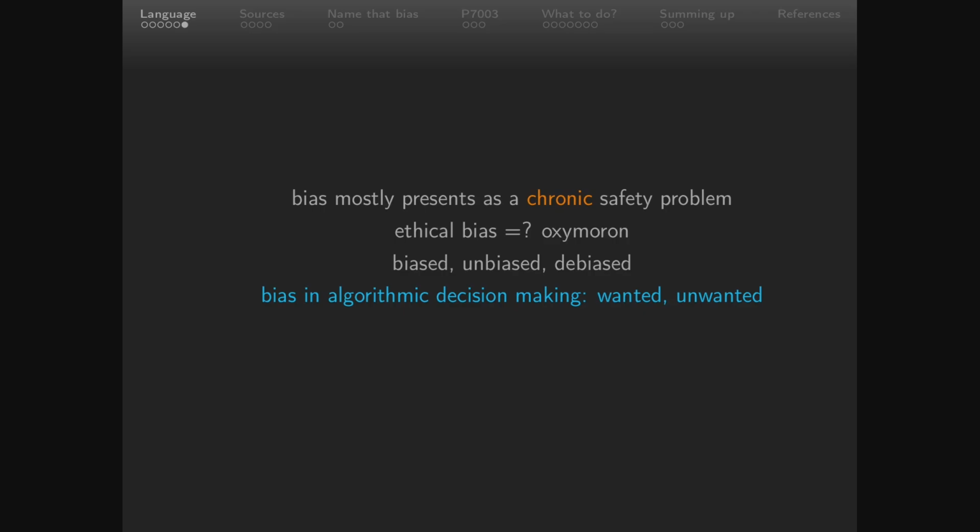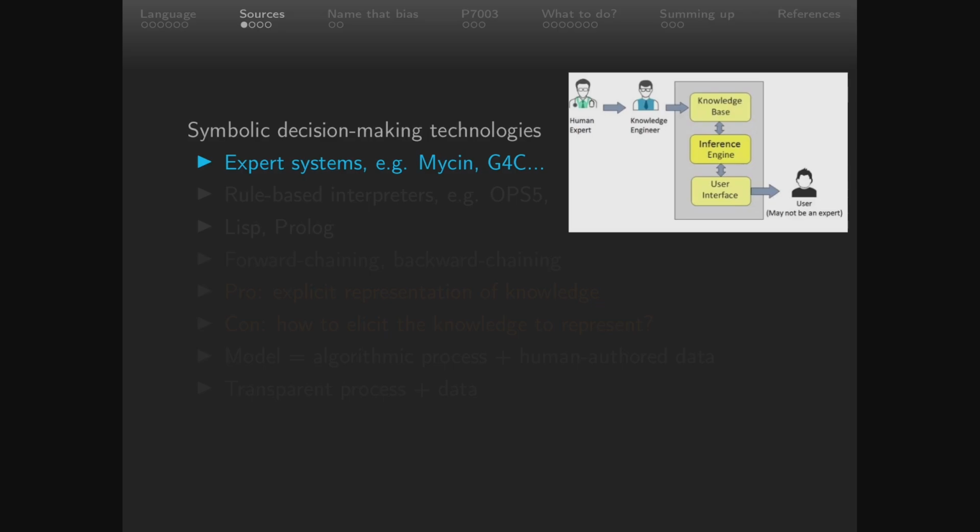So if we need algorithmic bias to make algorithmic decision-making systems work, a more useful piece of terminology is to talk about the bias that we want, because it will help us satisfy the business requirements, and bias that we don't want, or is unwanted, because it will lead to unwanted outcomes, outputs, and then potentially outcomes. So how do we get to that point?